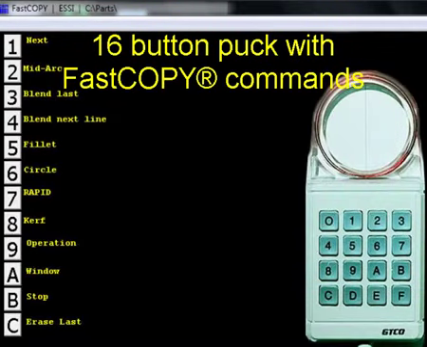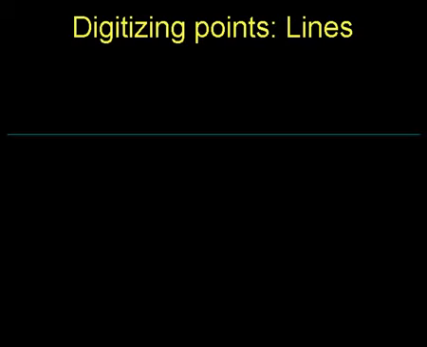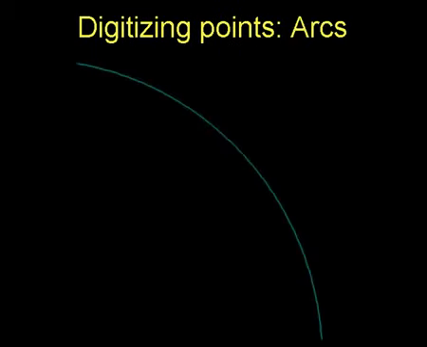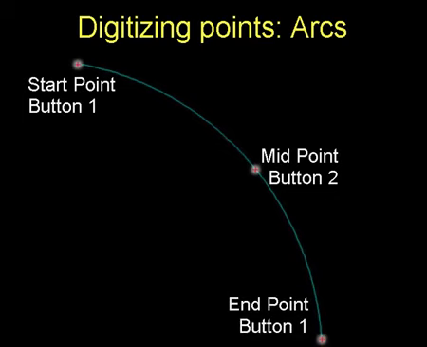Each button on the 16-button cursor has a function. The first 7 buttons are mathematical. The first is a line. You could do everything with this, but a complex curve, even an arc, would come out poor. So you need an arc. Button number 2 is a point on the arc.